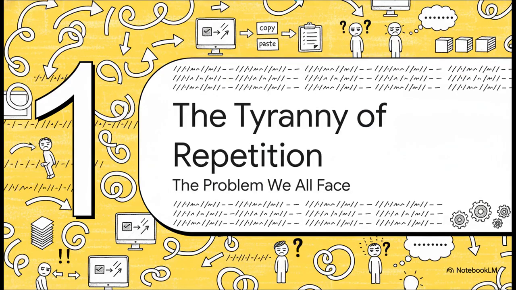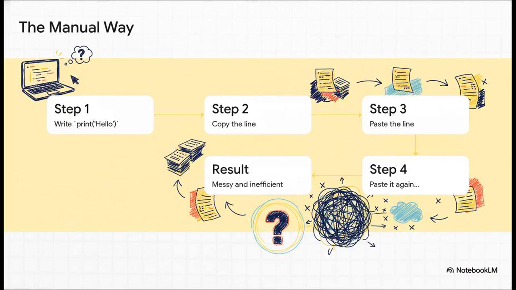Okay, let's talk about the tyranny of repetition. We've all been there, right? Stuck in that endless loop of copy-paste, copy-paste. It's a classic problem, and honestly, it's one of the first things every programmer learns how to crush. So let's imagine you need to print hello 10 times. Sure, you could write the code once, then copy it and paste it 9 more times. Yeah, it'd work, but it's so messy and super inefficient. And what happens if you find a mistake? Now you have to fix it in 10 different places. Ugh, there just has to be a better way.